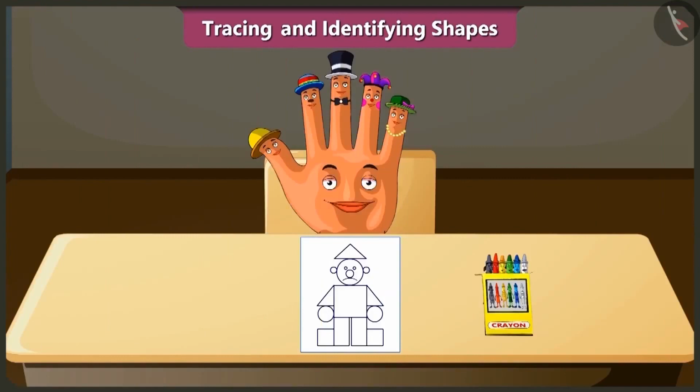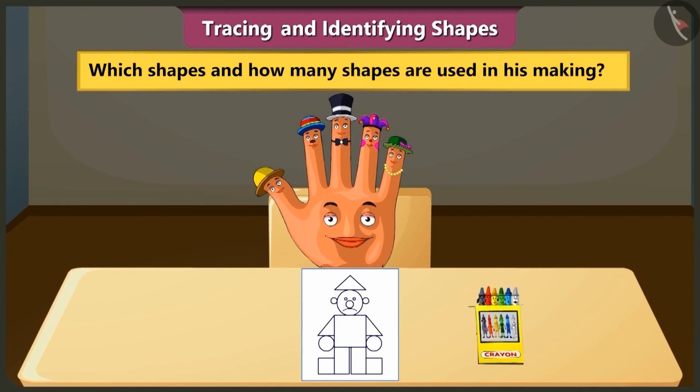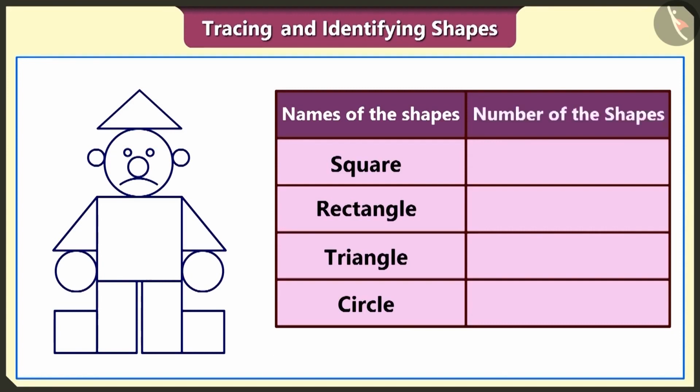Hello friends, look. This is a picture of a doll made using shapes. But why is this doll sad? Because the doll wants to know which shapes and how many shapes are used in his making. The square, the rectangle, triangle and circle are used to make this doll. Let's now tell him the number of these shapes used in his making. We can make him smile.